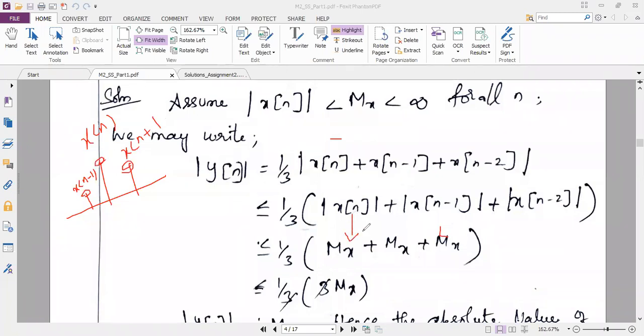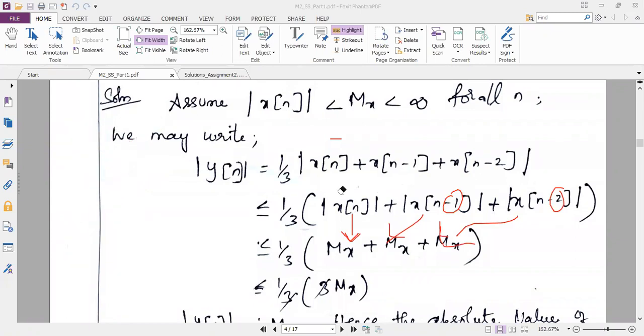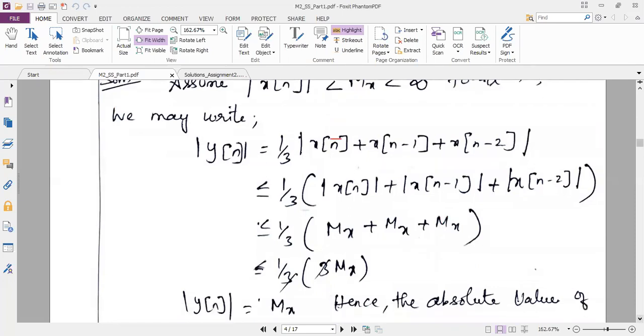Irrespective of this minus 2, minus 5, minus 6, my amplitudes will be the same. So mx, mx, mx. If I add them, it becomes 3mx, and if you divide it, you will get mx. So the magnitude of y of n is obeying the condition, less than or equal to mx. If it is obeying less than or equal to mx, definitely it will obey less than or equal to my also. So I can conclude that the given system is BIBO stable.